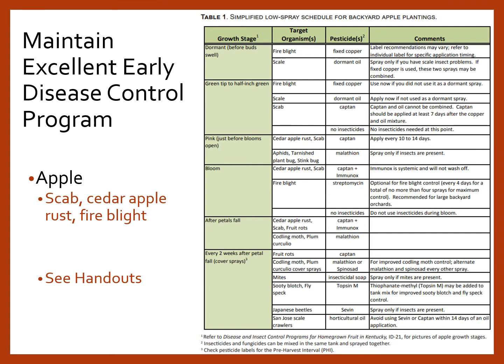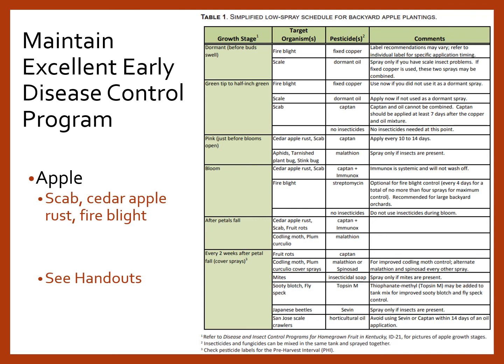So every 2 weeks after that, we're going to spray Cap-10 for our fruit rots. We're going to spray Malathion or spinosad for the codling moth, the plum curculio, and these are just going to be our cover sprays. I'd go ahead and just use Malathion if I was you. And then if you have a mite problem, you can hit them with insecticidal soap. Mite problems are not going to be a yearly occurrence. It may not be an ever occurrence, but if you've had an outbreak, you're going to have to go ahead and hit those with an insecticidal soap.